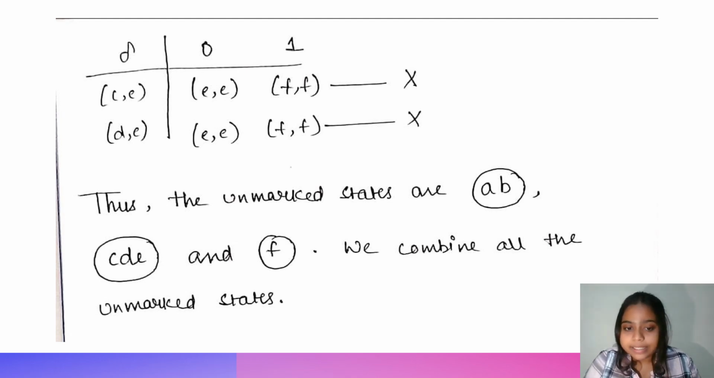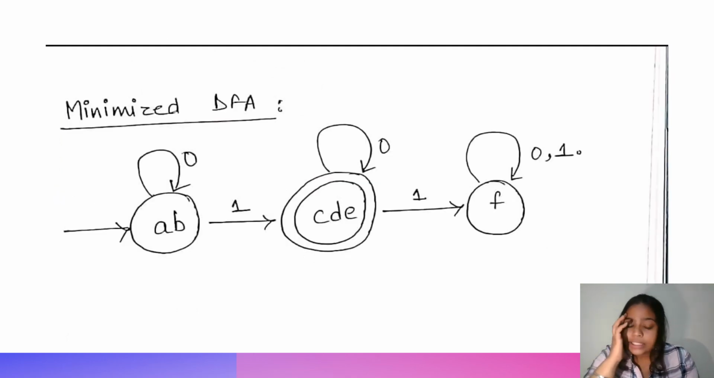Now the minimized DFA: the previously existing nodes were A, B, C, D, E and F. Now we have only three nodes. So our DFA got reduced. Now we will combine all the unmarked states and reconstruct the DFA, which will look something like this. This is our final minimized DFA. The minimized DFA will consist of three nodes, that is AB, CDE and F.